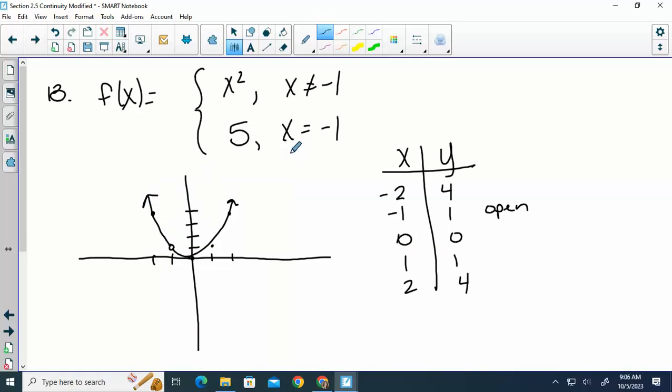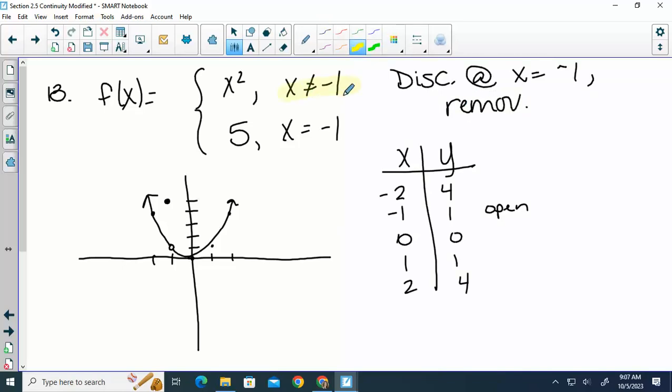And then the second one, 5 when x equals -1, so that is just a single point. So it is discontinuous at -1. What type of discontinuity? Removable. And we know that anytime we have piecewise with an equal and a not equal point, that is likely to occur. Is that one okay?